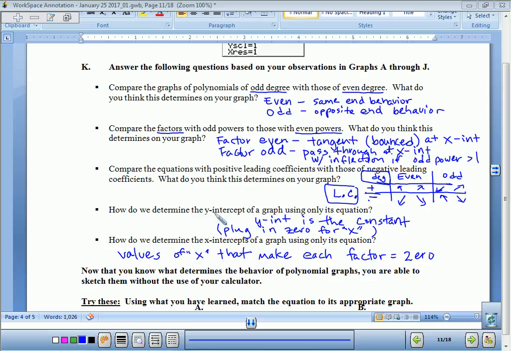Now, how do we get the y-intercept? Well, all we have to do is plug in 0 for x. If we plug in 0 for x, that's going to leave us with y equals something. Well, that's our y-intercept. Now, if it's in standard form, it is just the constant. But if it's in factored form, we're going to have to do some multiplying. Now, how do we determine the x-intercepts of the graph? Well, in factored form, it's really easy. It's what values of x make that factor 0.